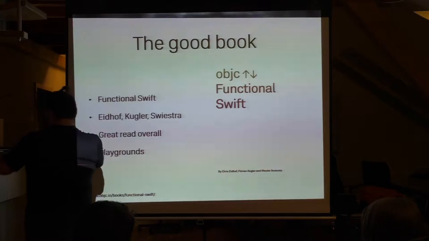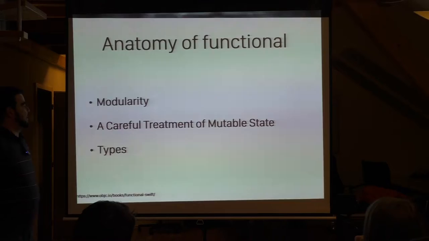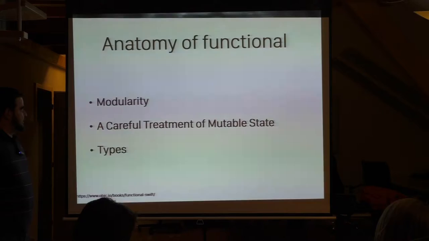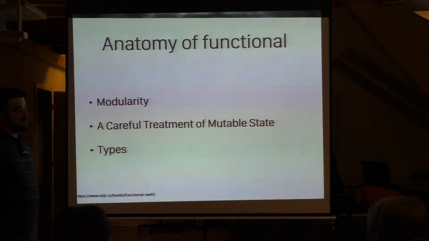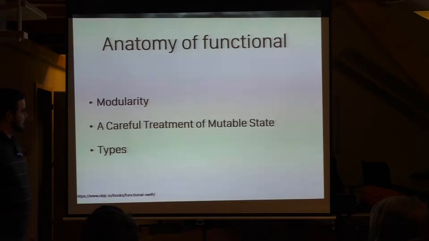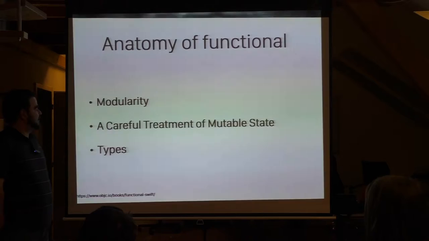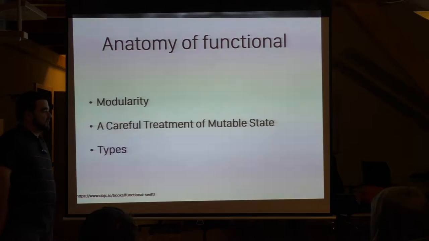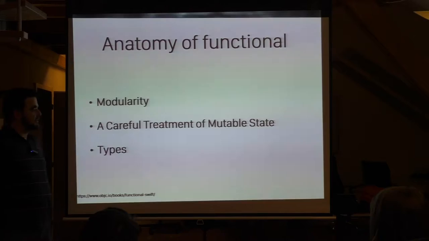So what's the anatomy of functional programming in the eyes of the authors of this book? It's modularity, which is, I think, quite okay, because in functional programming, as I know it mostly from Clojure and ClojureScript, one nice thing about Clojure is that it's very modular, and its namespace system works really well for this, and all the refactoring into smaller functions works with modular code. The same could be said, not to that big a range, for Swift. Then the careful treatment of mutable state. You can say, oh, we don't have any mutable state, we are all immutable in our functional code.